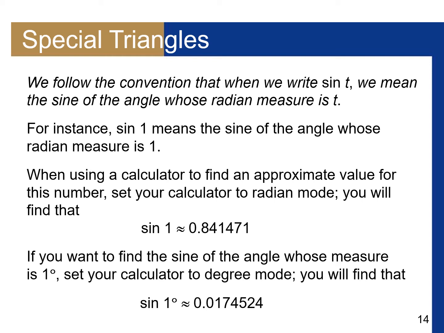So when we follow the convention, we write sine of t, which means the sine of the angle whose radian measure is t. For instance, sine of 1 means the sine of the angle whose radian measure is 1. When using the scientific calculator for this, you'll get an approximate value. Now you need to make sure that your calculator is set on radian mode. Very important. You need to pay attention to whether you're dealing with radians. Sine of 1 as a radian is this, but sine of 1 degree is a completely different measurement. So you need to focus on whether it is 1 degree or a radian measure of 1.